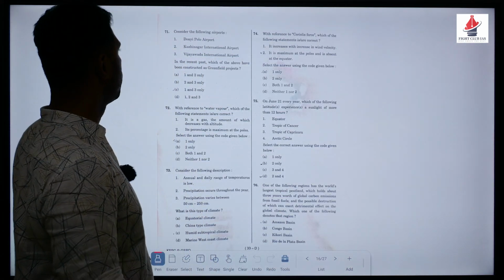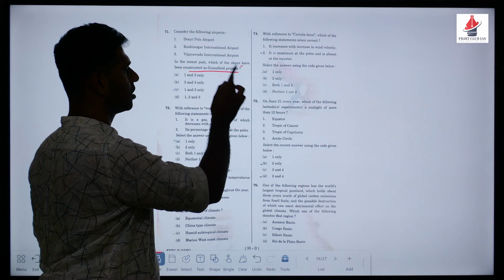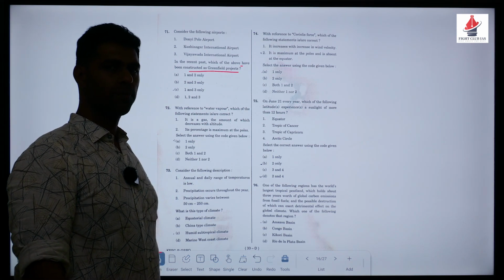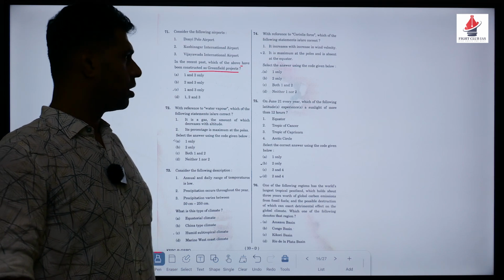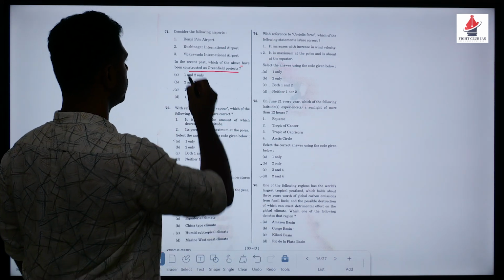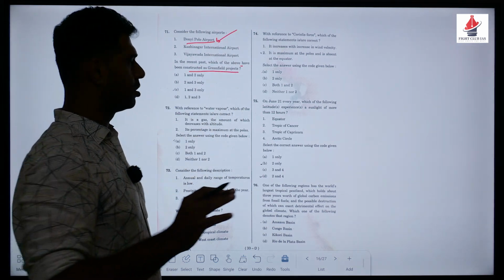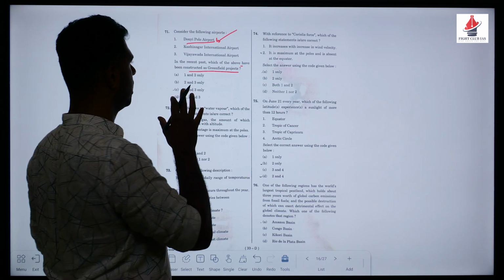70A. Moving forward, consider the following airports. In the recent past, which of the above have been constructed as greenfield projects? So, approximately 6 projects have been completed. 21 projects had got in-principle approval for greenfield development. So, the first one, Donyi Polo Airport in Itanagar. Yes, this is a greenfield project in Arunachal Pradesh. It is the first greenfield project in Arunachal Pradesh.